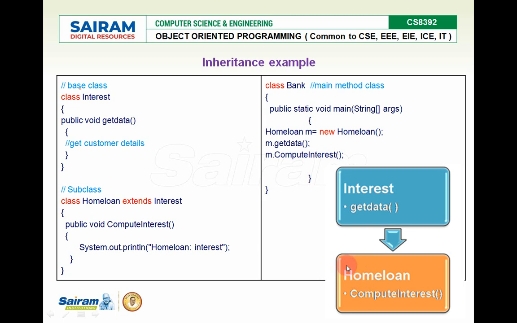So with the home loan object I can call both the methods. m is the object of the child class. I am calling getData, and one more method that belongs to the child class, computeInterest, with the child class object. Right. This is an example of simple inheritance: only one base class, only one derived class. In the main function, I'm creating an object for the child class and calling all the methods. So this is the example of simple inheritance.